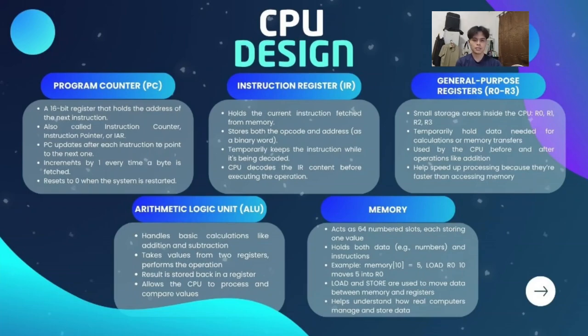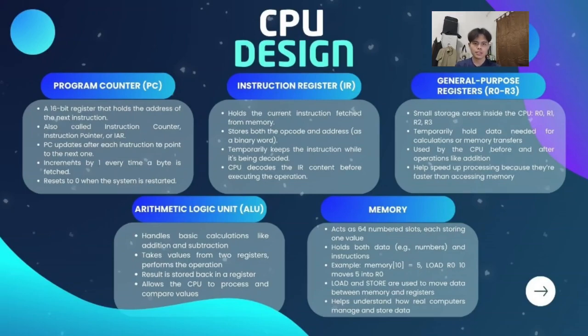The general purpose registers are small storage areas inside the CPU labeled as R0 to R3 in our simulation. They temporarily hold data that's needed for operations like calculations or memory transfers. For example, when the CPU adds 2 numbers, it first loads them into these registers. After the operation, the result is also stored in one of the registers. Using registers helps speed up processing because accessing them is much faster than accessing main memory.